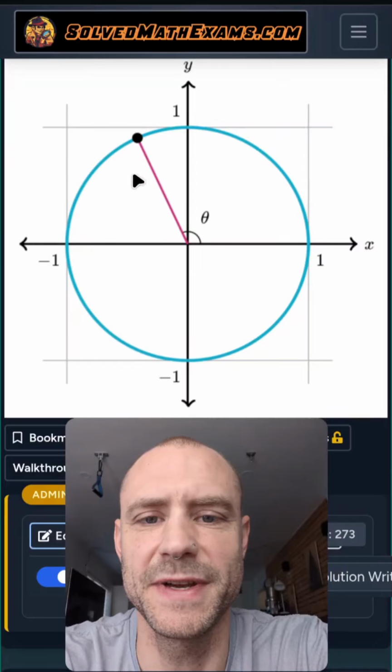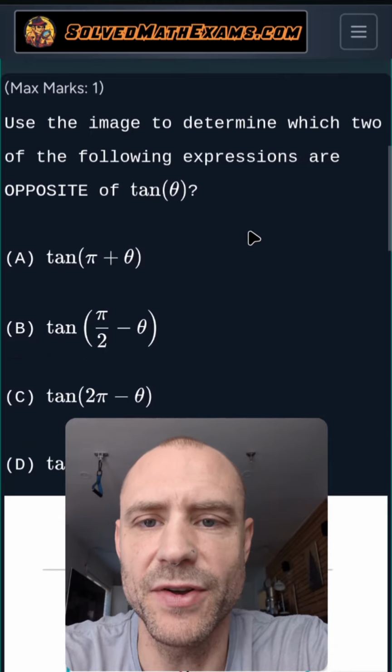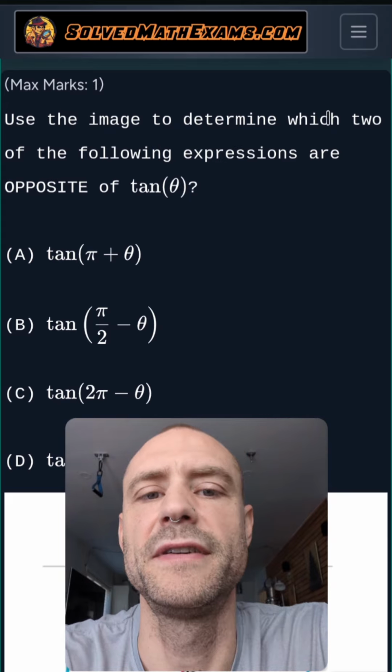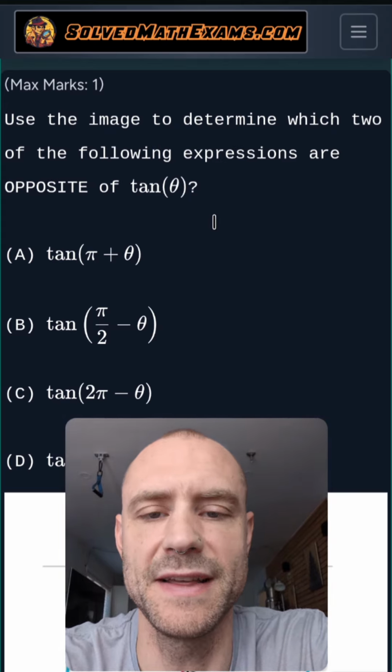All right, take a look at this picture. We have theta here. It goes from this line, that's 0, all the way up to this, which is a little bit beyond 90 degrees. Okay, we have a question here. Use the image to determine which two of the following expressions are the opposite of tan theta.